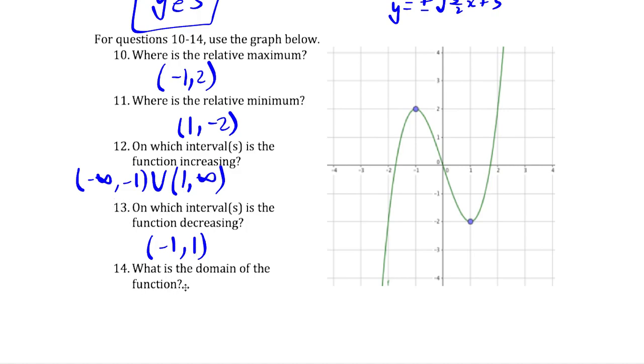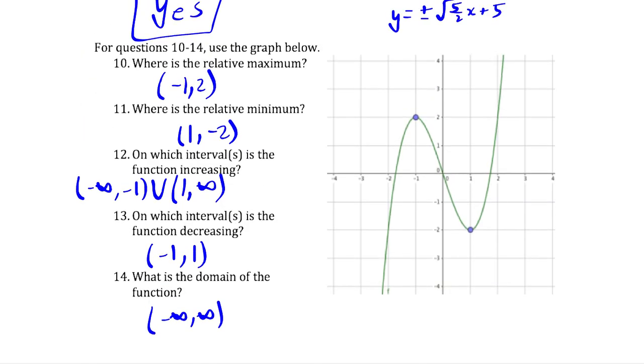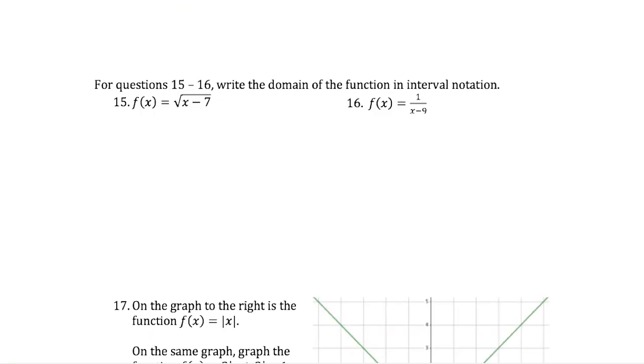And speaking of domain, what is this domain? What could x be? Anything from negative infinity to positive infinity. There are no breaks in this graph. It goes on forever, assuming these continue, but they do. Technically, we need arrows there, but we can infer that from the graph. Okay? So make sure you review. We did a lot of problems like this, so it did cause some confusion for a number of you. So if you are confused, make sure you do check that out.